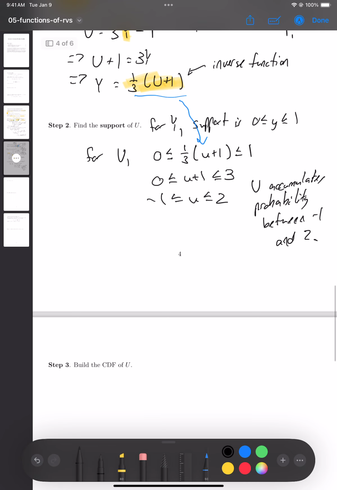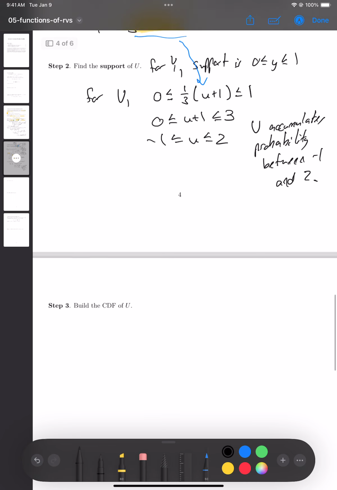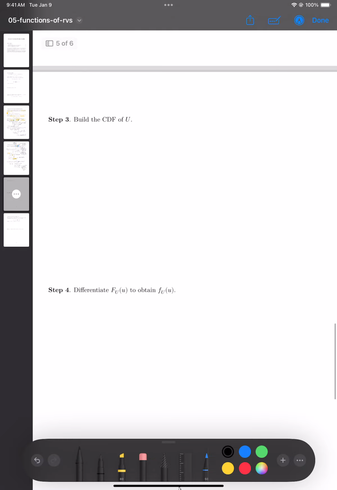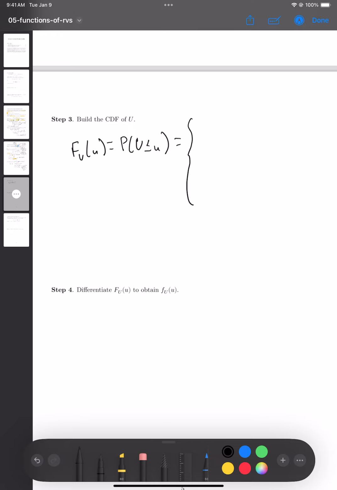Now, what we are going to do next is build up the CDF, the cumulative distribution function of u, and I'm going to put in the easy parts first. Remember, this was defined as the probability that u is less than or equal to some number little u. So little u can be any number from -infinity all the way up to infinity.